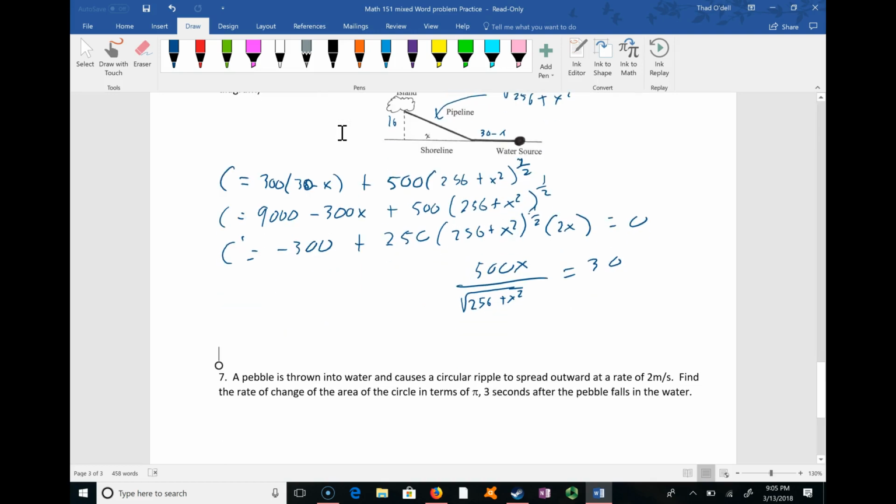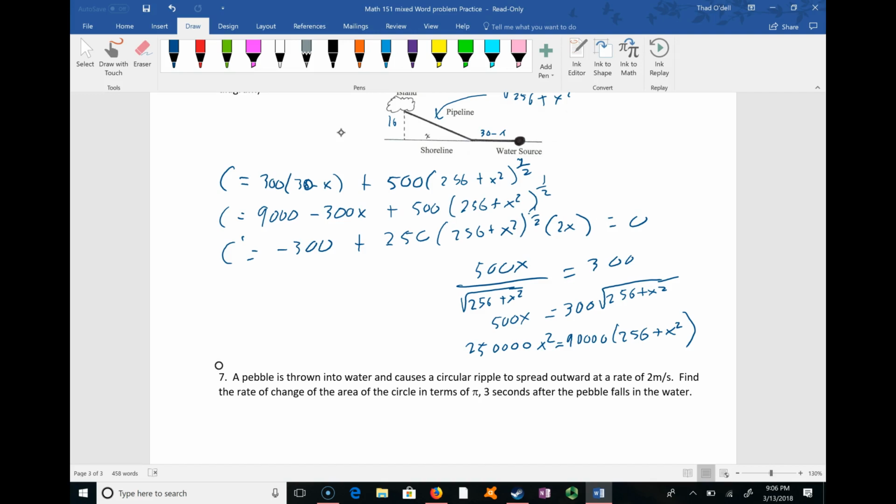So if we multiply both sides by that, we get 500x is equal to, I'm sorry, that'd be 300 times the square root of 256 plus x squared. Square both sides and we get 250,000 x squared is equal to 300 squared times 256 plus x squared, which would be 90,000.